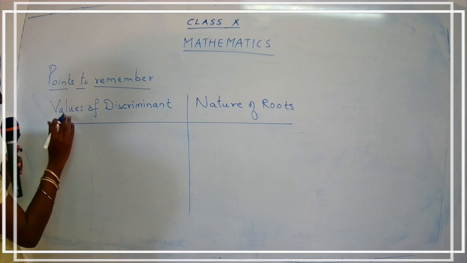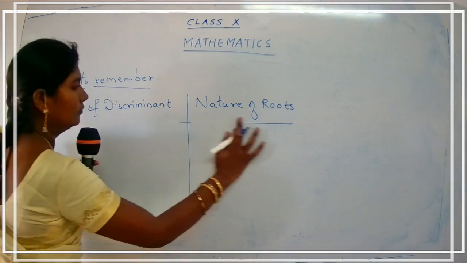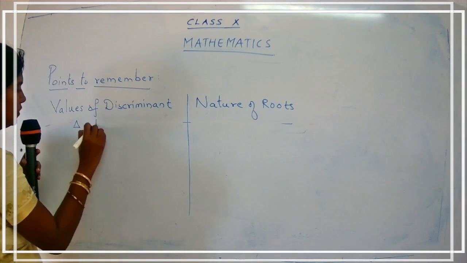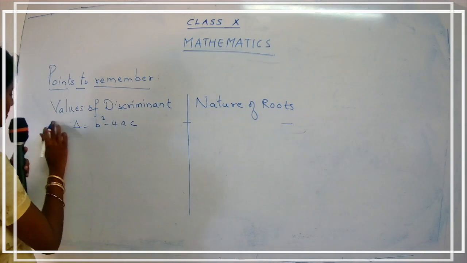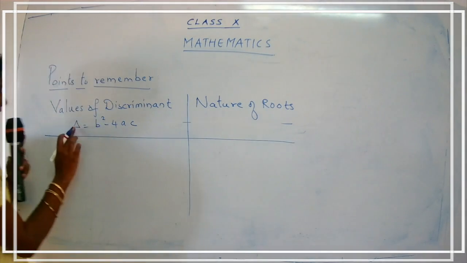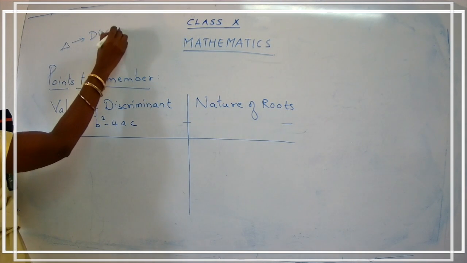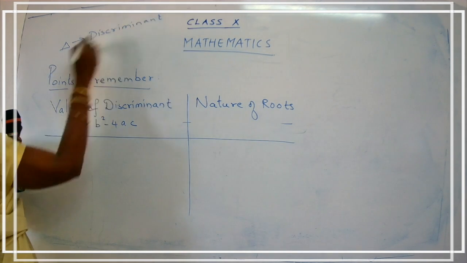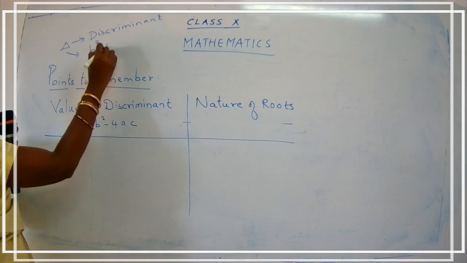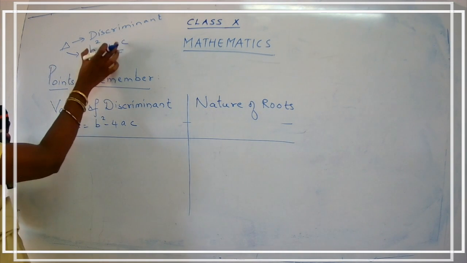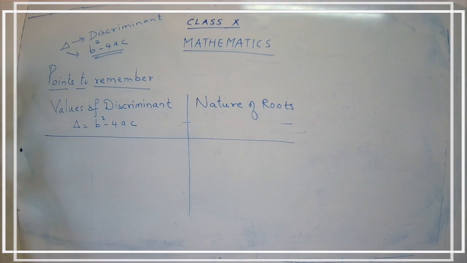Here we have one more point, write down. Delta is equal to b square minus 4ac. So what is delta here? The delta is called discriminant. Delta is discriminant. And how to find delta? The formula for delta is b square minus 4ac. We have already used this part for the formula method. So remember these two parts. Delta means discriminant and the value for delta is b square minus 4ac.